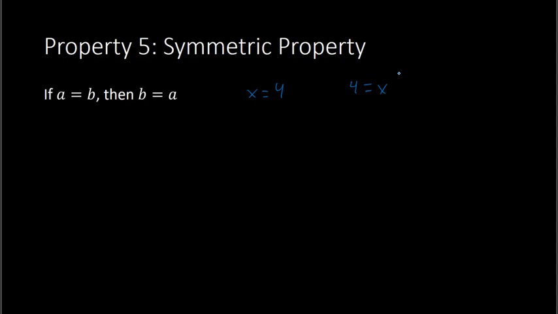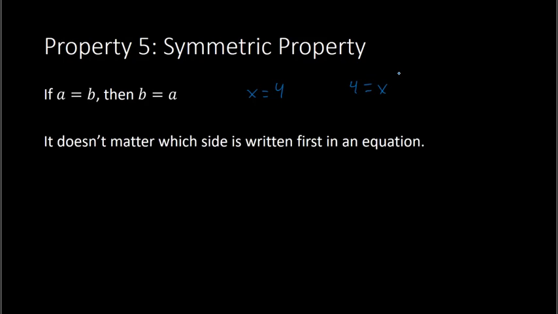So bottom line, what this property says is that it doesn't matter which side is written first in an equation. It doesn't matter if the x is first, or the 4 is first, or the a is first, and the b is first. It doesn't matter which one is first in the equation.